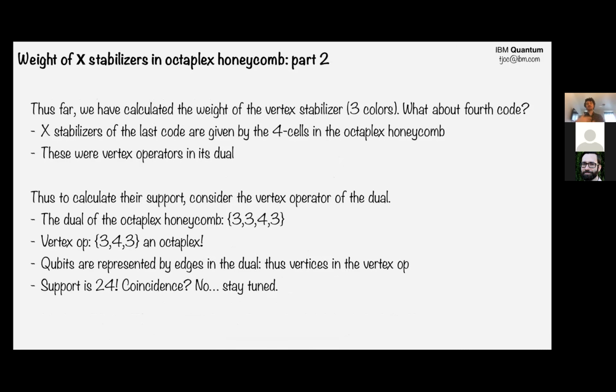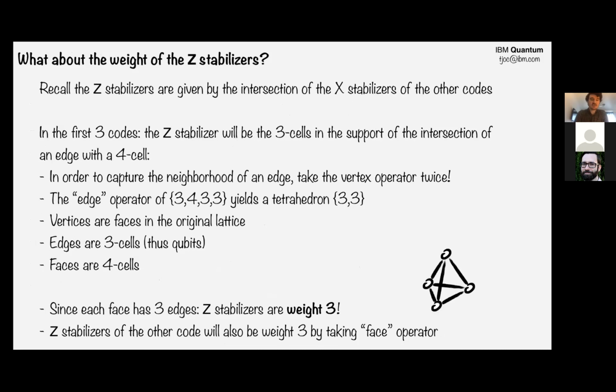You can do a similar thing to calculate the weight of the special code block, and again, you'll get weight 24. Maybe I won't go into detail about that calculation here, as I'm running low on time. And you could also calculate the weight of the Z stabilizers. This turns out to be calculating the adjacency of a face. And so you could take this face operator, which is taking the vertex operator twice. Then if you chop off the first 2 entries, you're going to get a 3, 3.